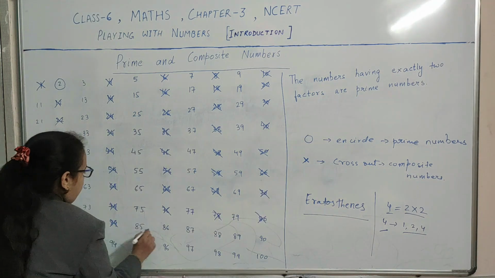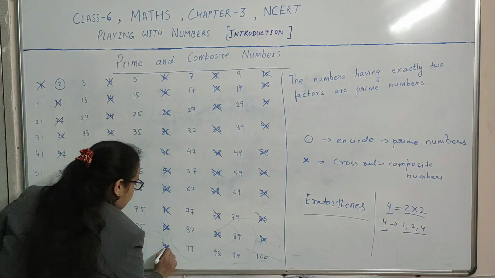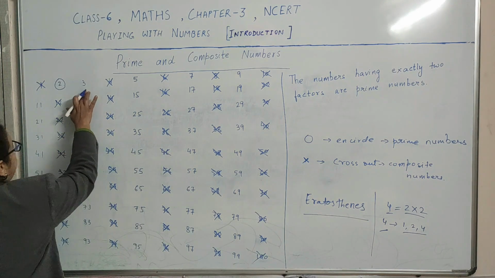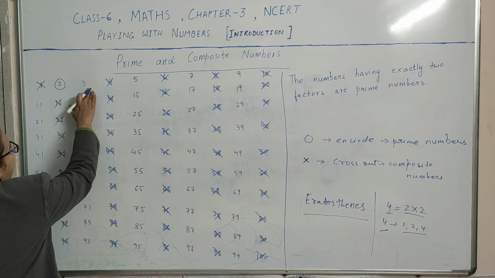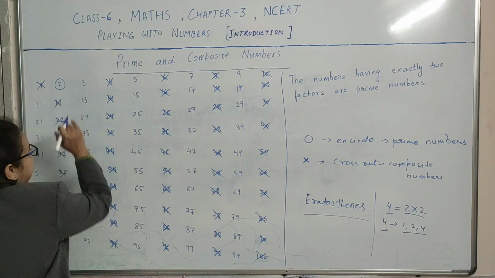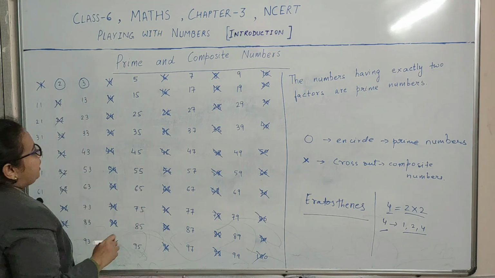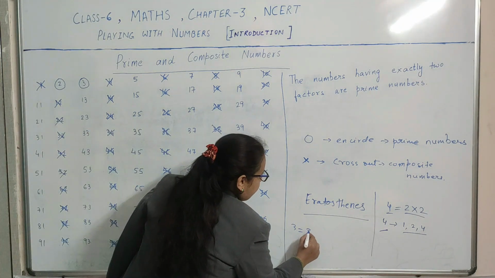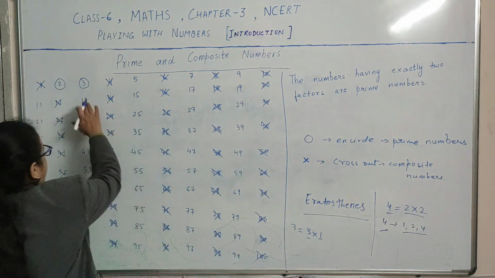So these all are the multiples of 2. Now the next number which is not crossed out is 3, and this is also a prime number. So what we will do, we will encircle it because it is a prime number. It has only two factors. Prime 3 has only two factors, 1 and 3. So this is a prime number.